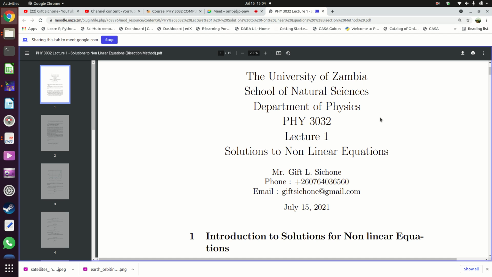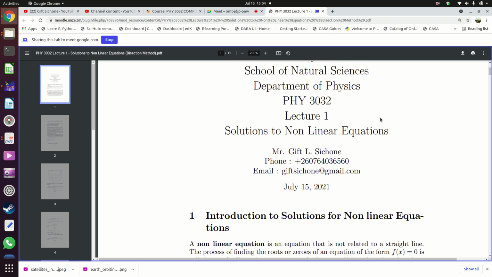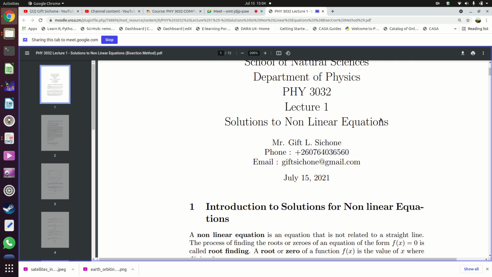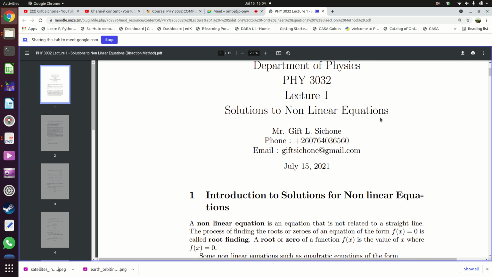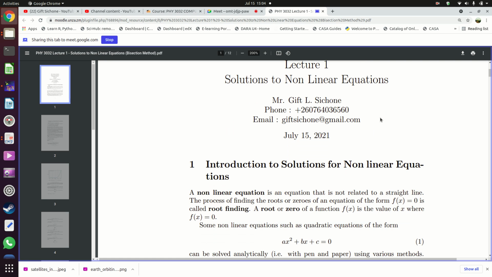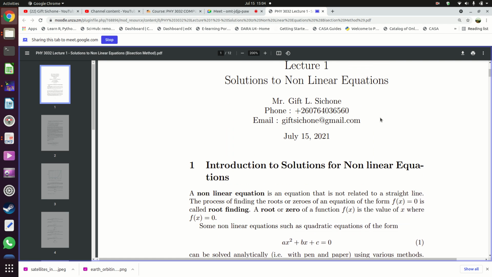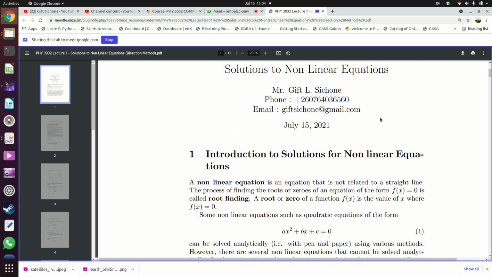nonlinear equations. A nonlinear equation is basically an equation which is used to represent anything which is not a straight line. If something is a straight line, then we refer to that as linear, and an equation of a straight line is a linear equation. So when it comes to finding solutions to straight lines, that's much easier. But when it comes to nonlinear equations, sometimes it's easy, sometimes it's not easy.